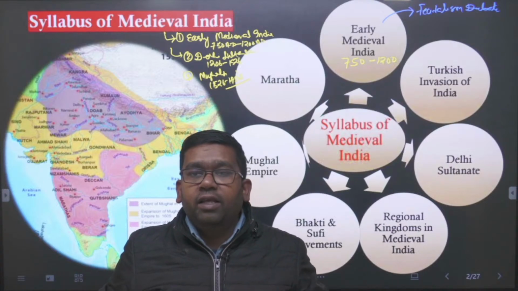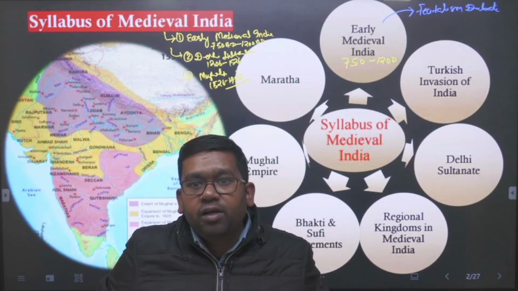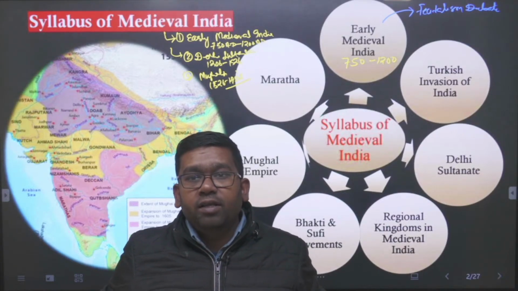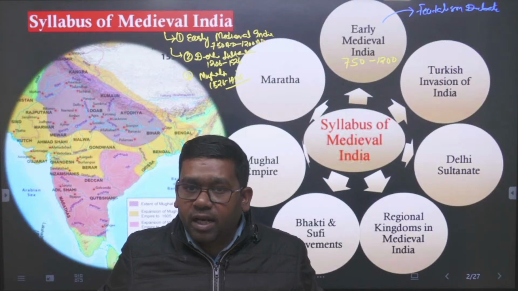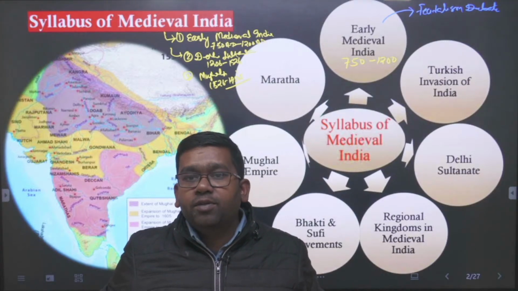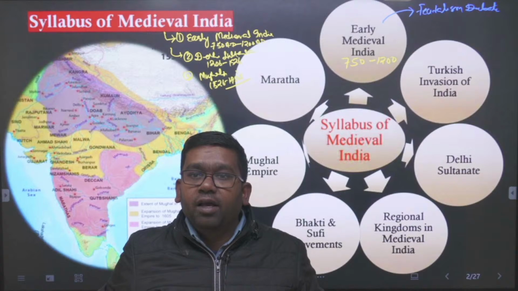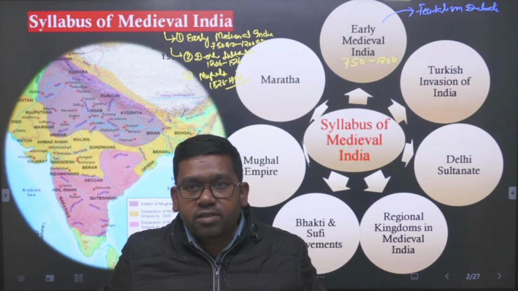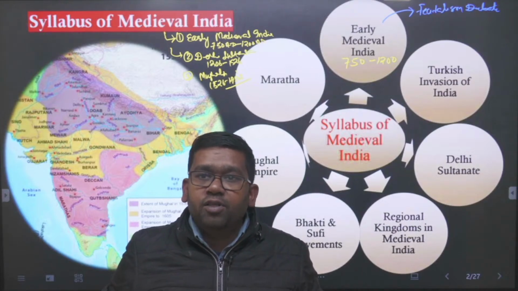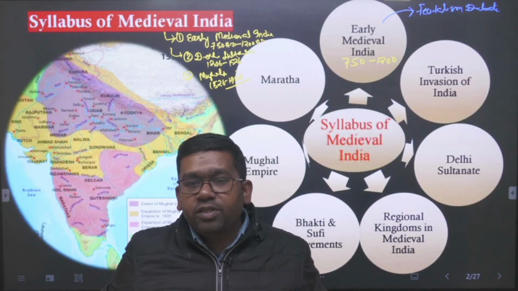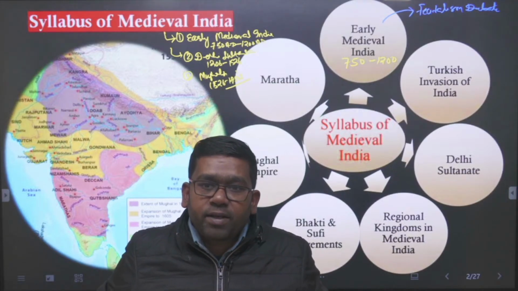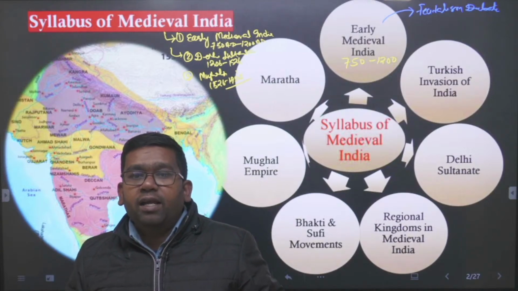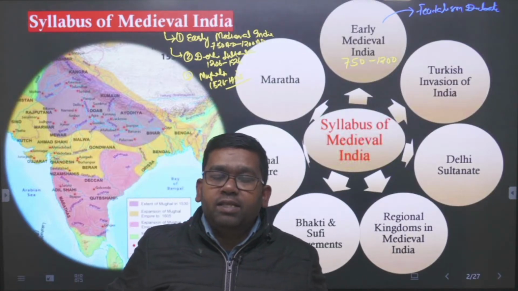What is the debate? There is a set of historians like R.S. Sharma who said that yes, there is feudalism in early medieval India because there was decentralization. There was no powerful central state. There was a decline of trade and commerce, and a decline of urban centers. And there was also, do you remember, Vishti? Vishti means forced labor. So forced labor was also there. So technically we can say that early medieval India had feudalism.